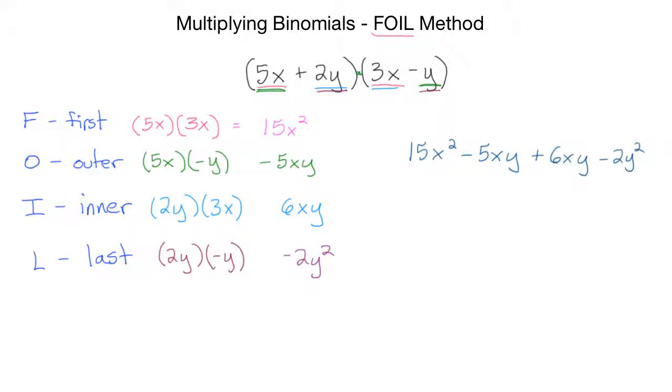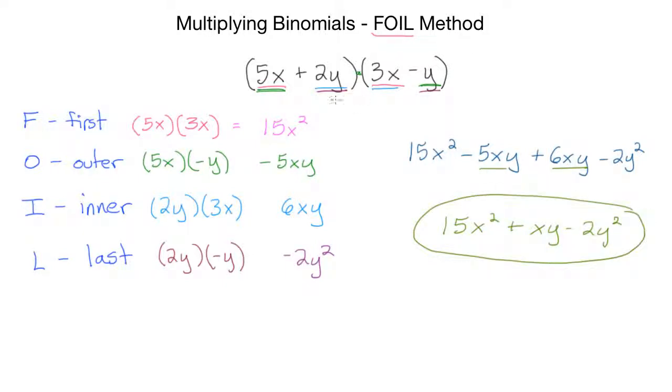And you probably already noticed I've got a couple terms here that are like terms. They both have an xy variable to the first power, xy. So negative 5 plus 6 is going to end up making this whole thing, when I simplify it down, plus 1xy minus 2y squared. So there we go. That is using the FOIL method to take my two binomials and make sure I multiply everything out right. Still got to do a double check, simplify at the end to make sure there's no like terms to combine, but there we go. There's my final result, the trinomial.